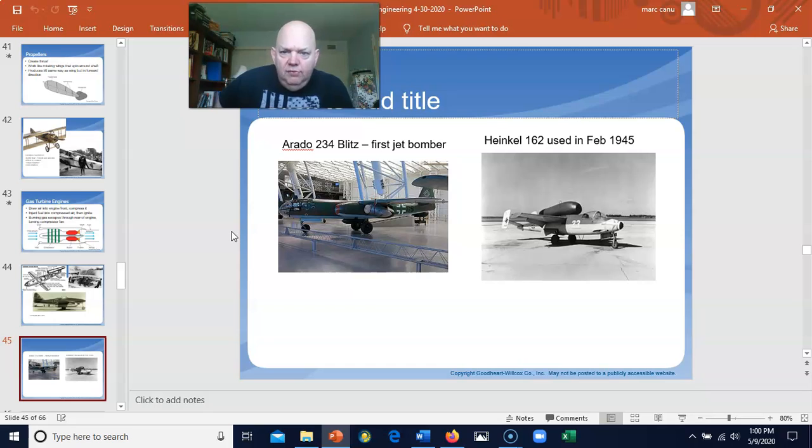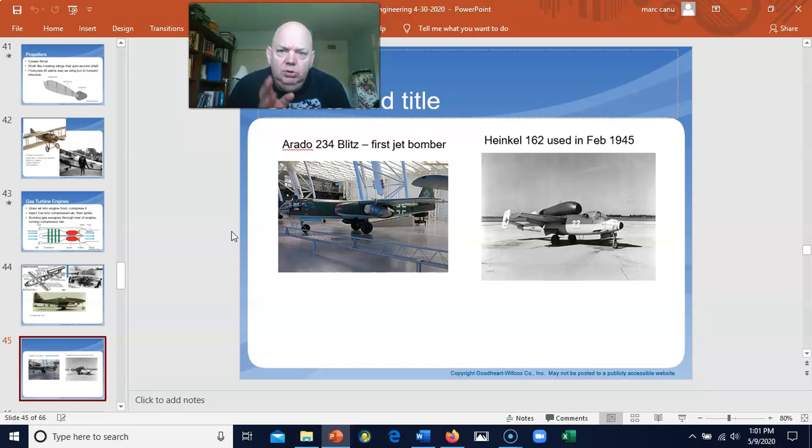So there's a couple more of those. The Arado 234 Blitz was actually the first German jet bomber that they had invented. It saw a little bit of use, but that was about it. The Heinkel 162 was used in February 1945. Considering Victory in Europe Day was May the 8th of this year, it had a few months of service.